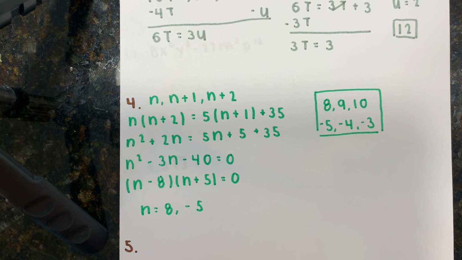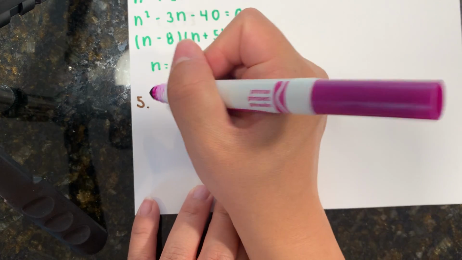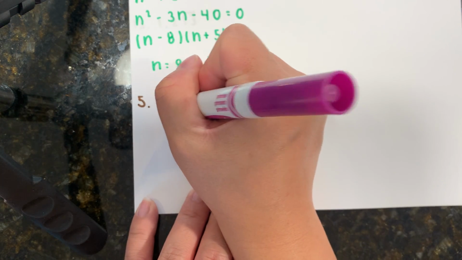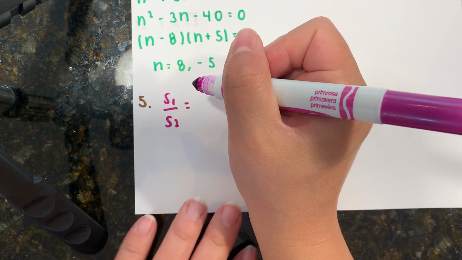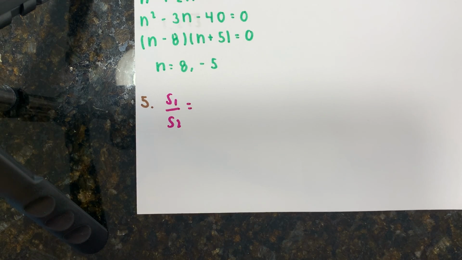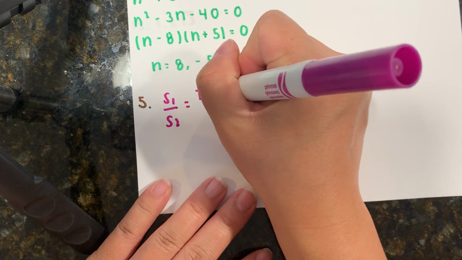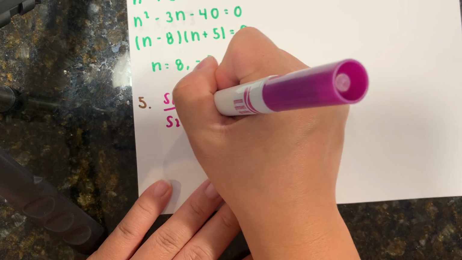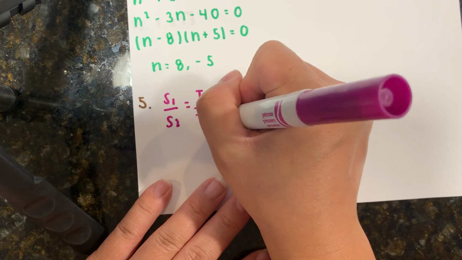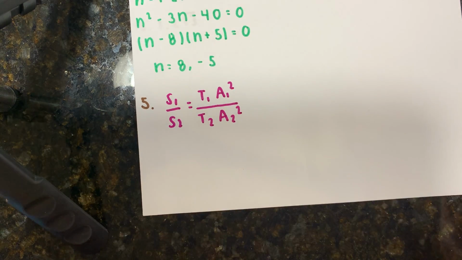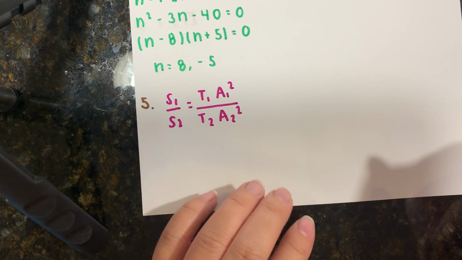Now moving on to number 5. It says the number of students vary directly as the number of teachers and the number of administrators squared. So we have students that are varying directly. So that means I have S1 over S2, and it's varying directly as the number of teachers and as the number of administrators squared. So T1 and administrator 1 squared over T2 and administrator 2 squared. That's the equation that we get.